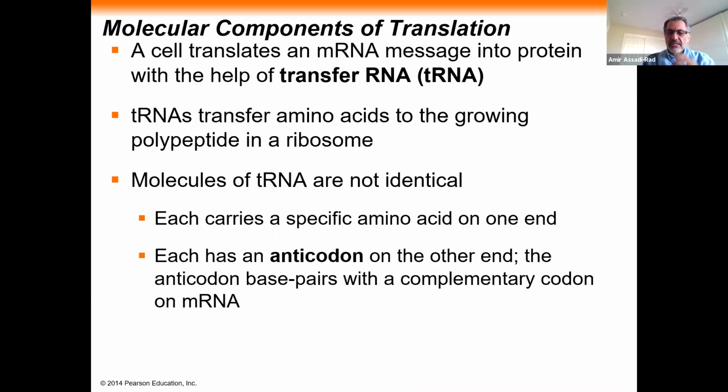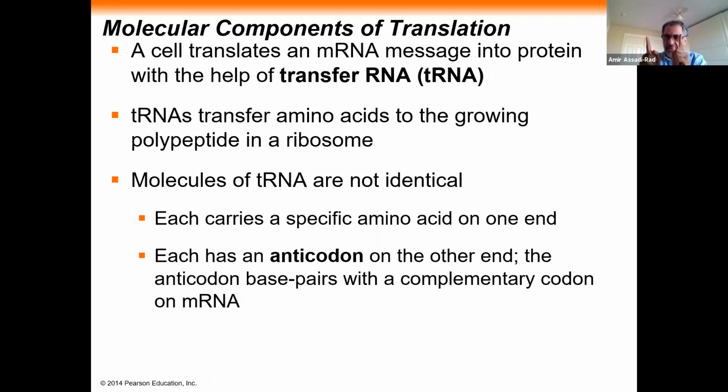Transfer RNA looks like a clover leaf. What it does is grab an amino acid in the cytoplasm, bring it to the ribosome, unload it, and move away. So this is the ribosome, my fist. This is a tRNA. It grabs the amino acid, brings it here, unloads it, and goes away. Another tRNA comes in, unloads, goes away.